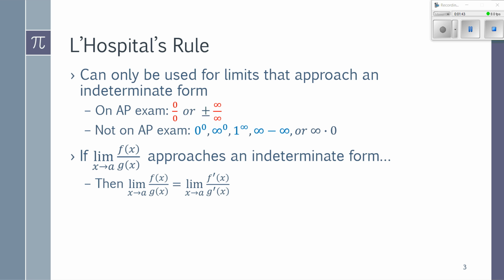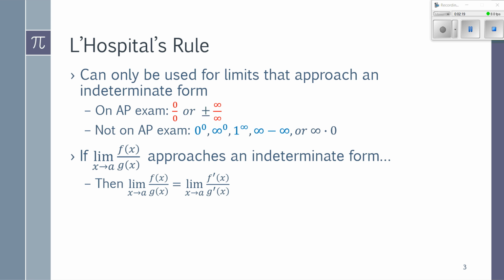Other indeterminate forms that L'Hopital's rule can be used for but are not covered by the AP exam are if our limit approaches 0 to the 0 power, or infinity to the 0, or 1 to the infinity, or infinity minus infinity, or infinity times 0. And this is one of the reasons why approaching is a really important concept here, because you may be saying, well, anything times 0 is 0, but we're saying an infinitely large number times an infinitely small number. So we're not saying times 0, we're saying times something that's getting close to 0. So it's not quite 0, and that's where the behavior can get strange.